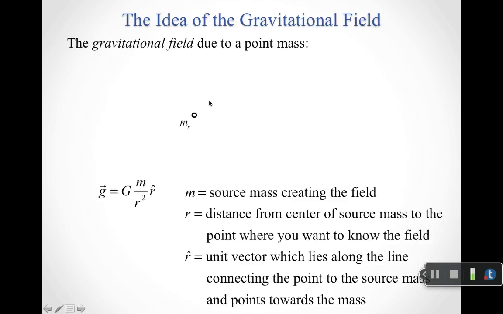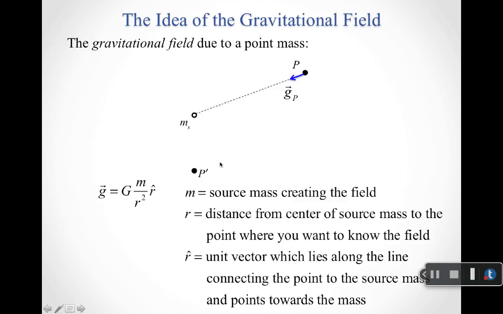So what we're going to do is play exactly the same game that we did before. But instead of putting some test mass out here, all we're going to do is ask what's going on at point P, with respect to the gravitational field. And there's going to be a line that connects my source mass to point P. In this case, the gravitational field at point P is going to point towards the source mass, because gravitational fields always point towards their source mass.